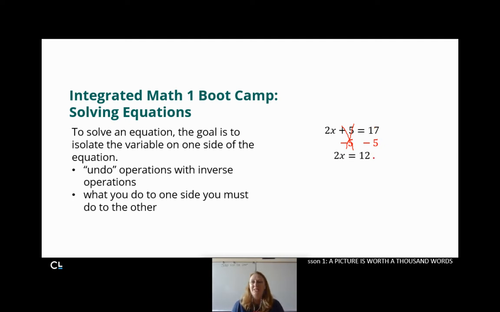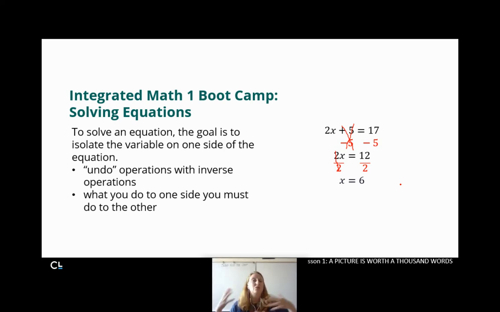We have to do it to both sides. I need to get the x alone, so I need to get rid of the 2. Remember that when they're next to each other, that means multiplication. We undo multiplication with division. Since I have 2 times x, I'm going to divide by 2 to make it go away, and what you do to one side, you must do to the other. So my 2s cancel out, and now I have 12 divided by 2. So x equals 6. And there you go.